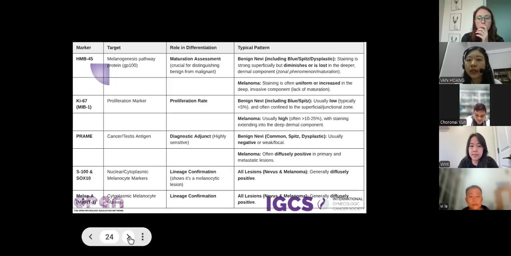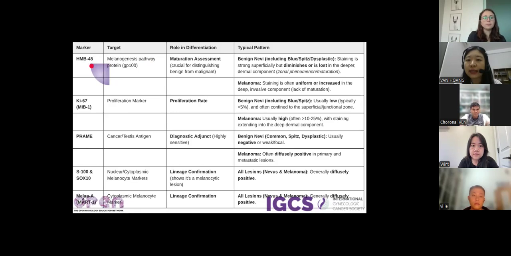So now we talk a little bit about the immunostains. With the melanocytic lesions, we have HMB45. The target is the melanogenesis pathway proteins. The typical pattern for benign lesions is that the staining is strong in the superficial part, but not in the deep.